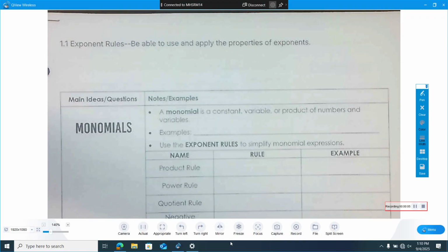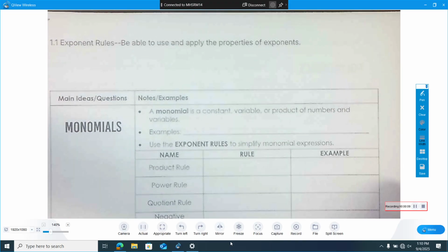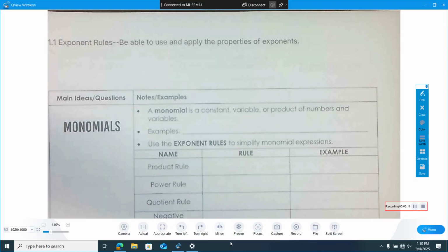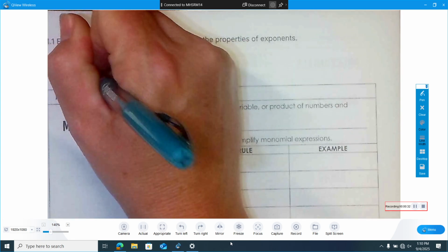Our first day here in pre-cal, we are looking at exponent rules, which, again, I hope this is review, but it may not be for some of you. Hopefully it is, but it might be a little harder level. So use and apply properties of exponents. Exponents are really, really important, and just so that we recall a few things.